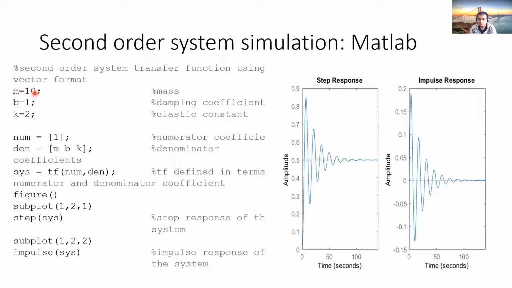Here we have the mass, the damping coefficient, the elastic constant. We have here the last general variables. We are using again the transfer function command. However, here we are using numerator and denominator to define the polynomials, the coefficients that go with each element of the polynomials in numerator and denominator.